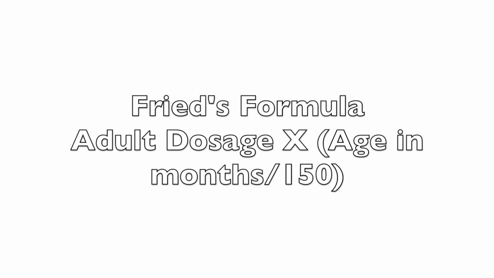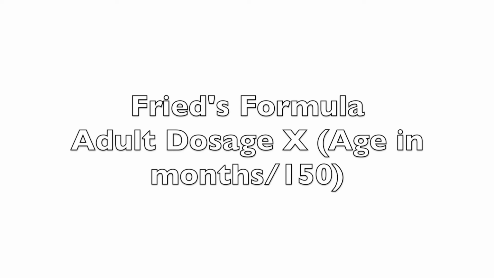The similarity to the Clark's formula is the same way you calculate it. The formula has the same outline: the adult dosage times the age divided by 150. That is the common denominator, the adult dosage and the 150. As we know, in the Clark's formula, it is the adult dosage times the weight in pounds divided by 150 pounds.